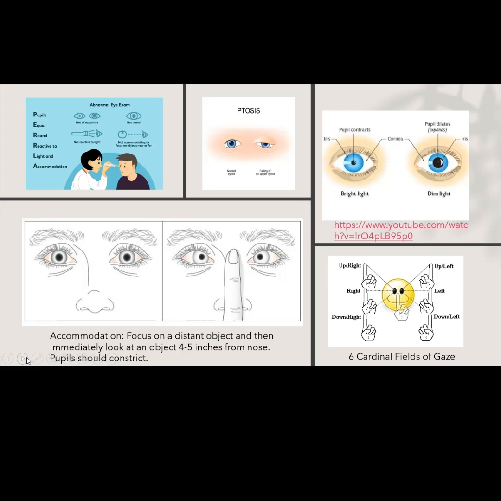So if you see in your box for cranial nerve 3, we're going to inspect the eyelids for drooping to see if they have any ptosis. That's the picture in the middle of your screen. This shows a normal eyelid, and then this shows ptosis, where that upper lid droops. So we're going to check for ptosis.